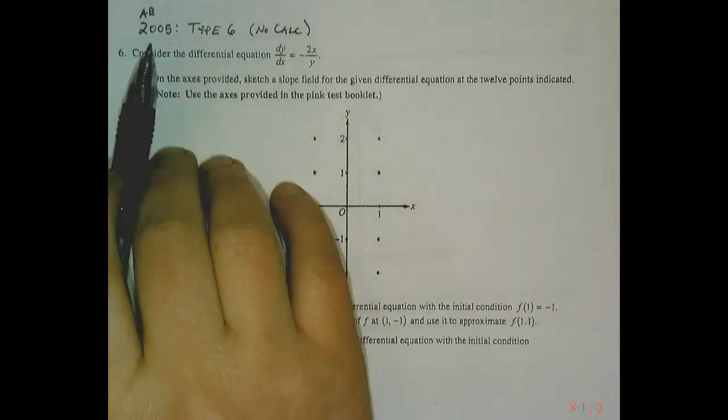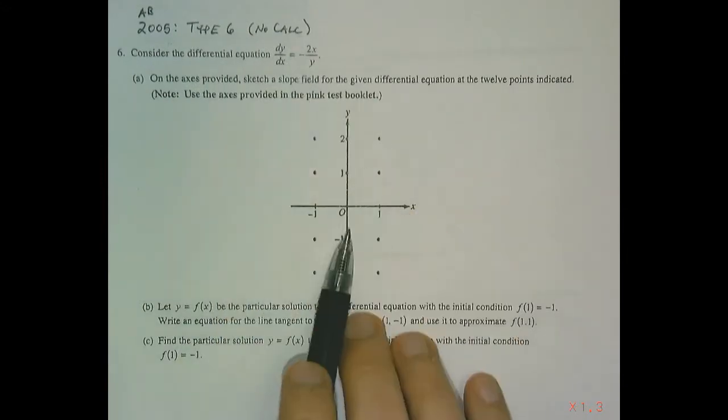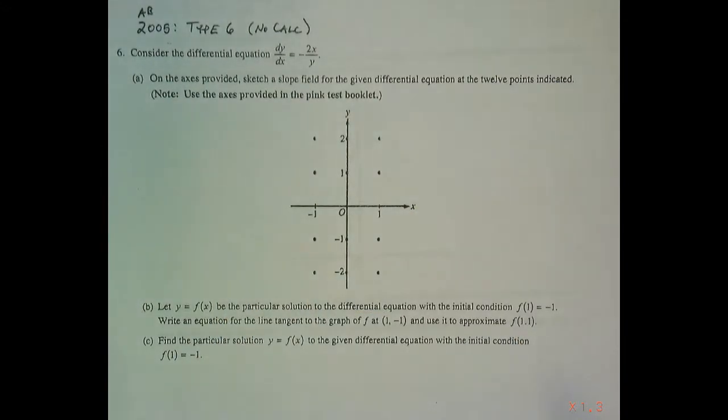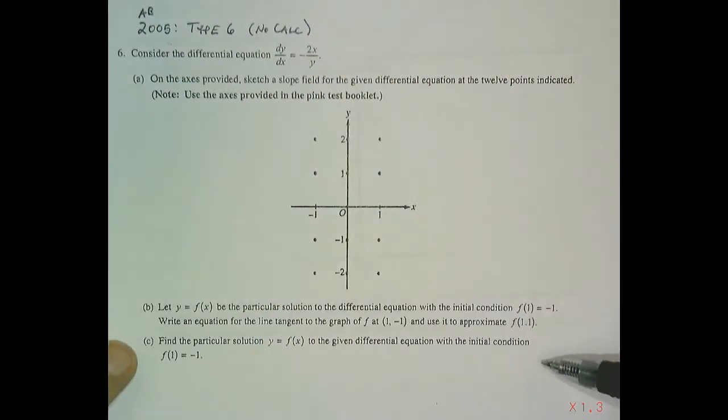So this is from the 2005 exam. It's type 6. Type 6 has to do with differential equations and slope fields. And typically the points break down where you have a little bit of slope fields and then finding a particular solution. That typically will count for 7 out of the 9 points. The last 2 comes from all sorts of different things.